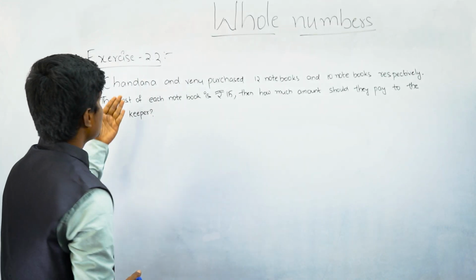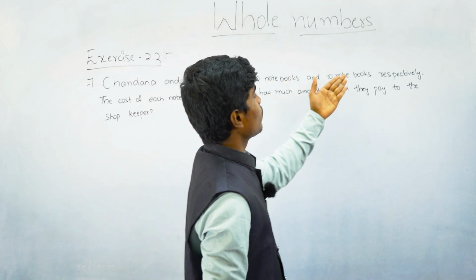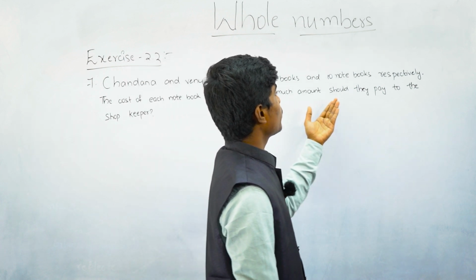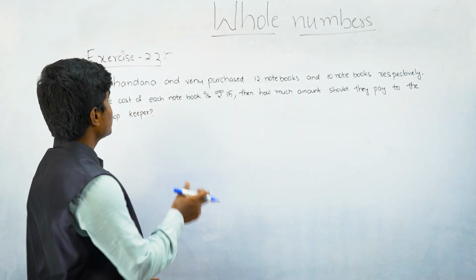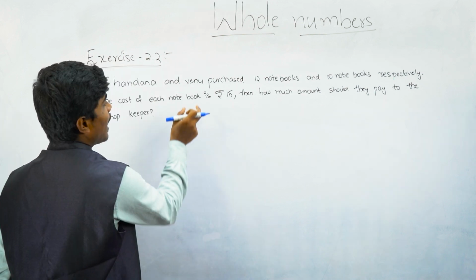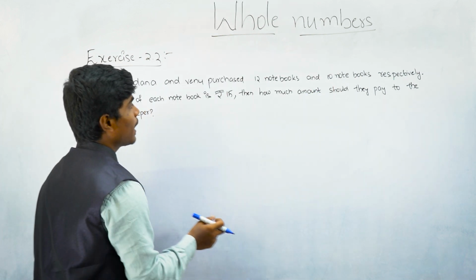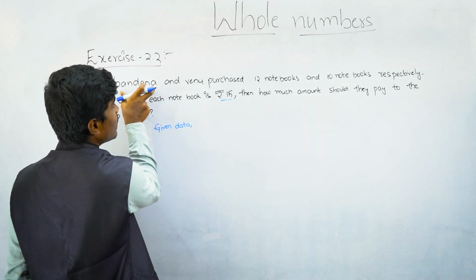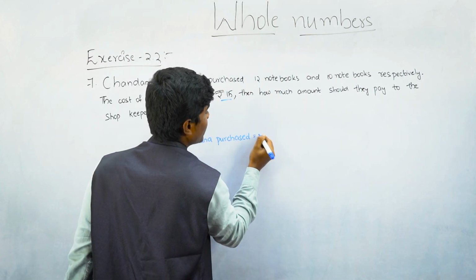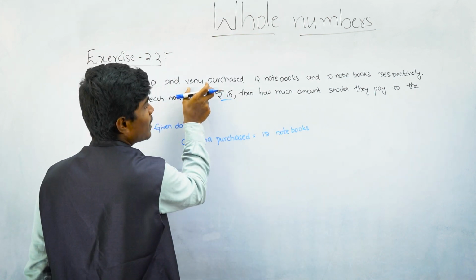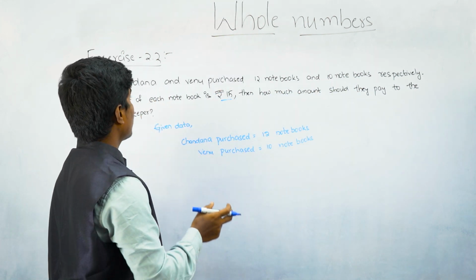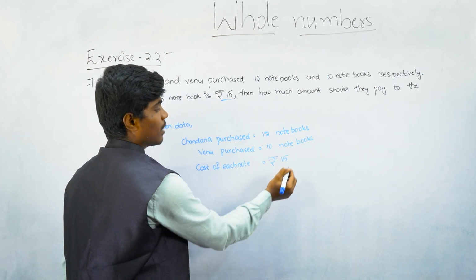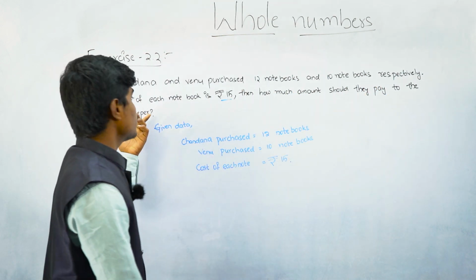In the seventh problem, Chandana and Venu purchased 12 notebooks and 10 notebooks respectively. The cost of each notebook is 15 rupees. Then how much amount should they pay to the shopkeeper? Given data: Chandana purchased 12 notebooks and Venu purchased 10 notebooks, and the cost of each notebook is 15 rupees. Now, how much amount should they pay to the shopkeeper?